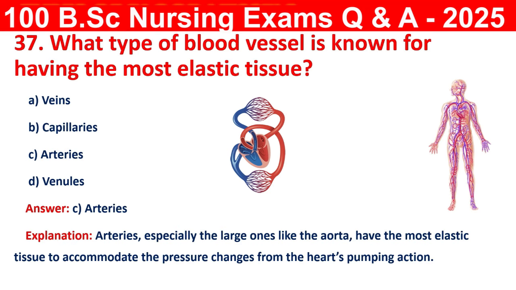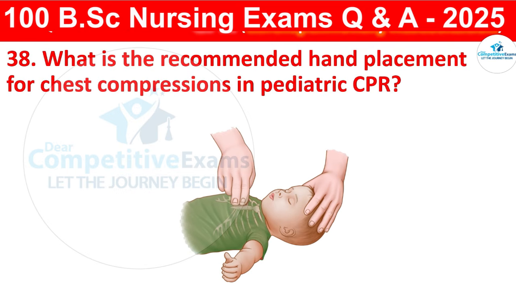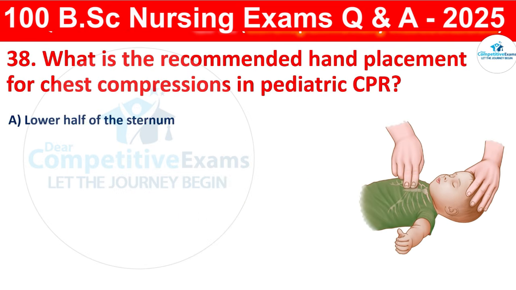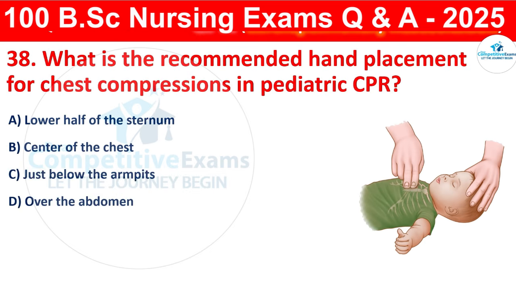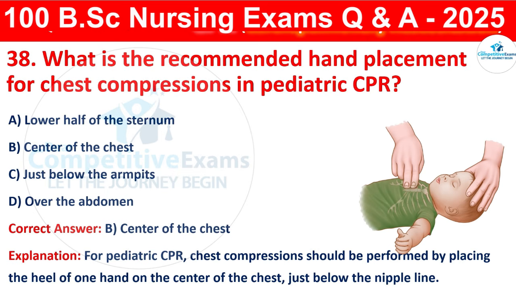Question number 38. What is the recommended hand placement for chest compression in pediatric CPR? The options are lower half of the sternum, center of the chest, just below the armpit, or over the abdomen. The correct answer is B, that is center of the chest. For pediatric CPR, chest compressions should be performed by placing the heel of one hand on the center of the chest, just below the nipple line.